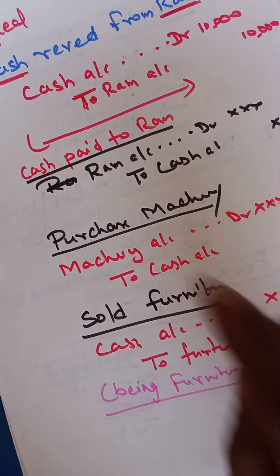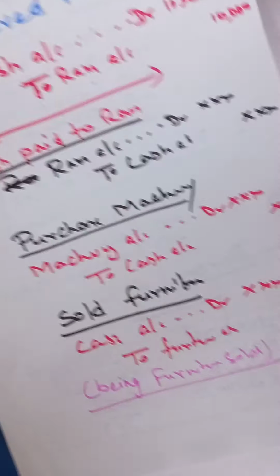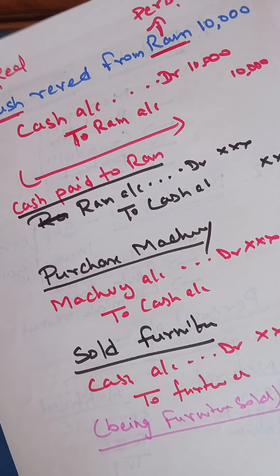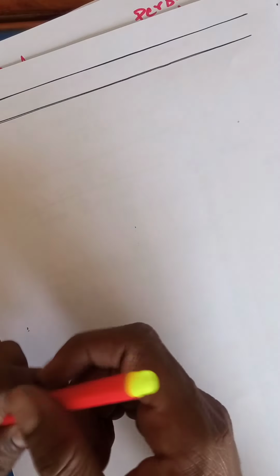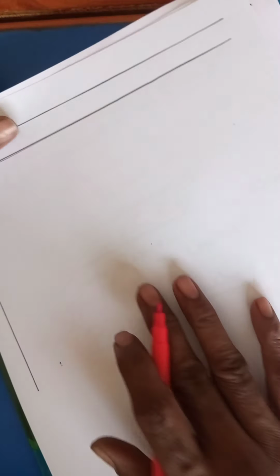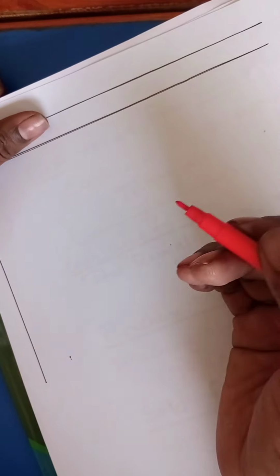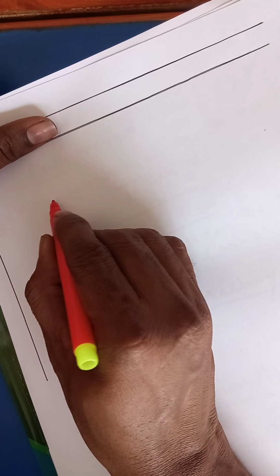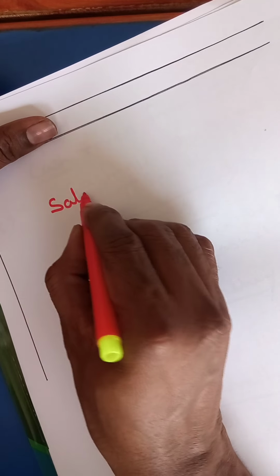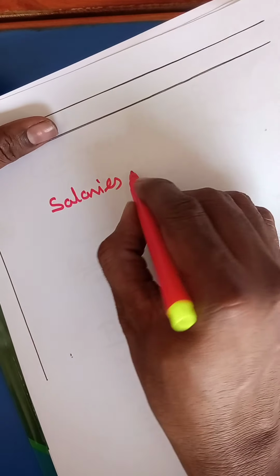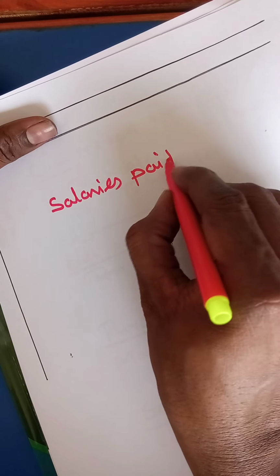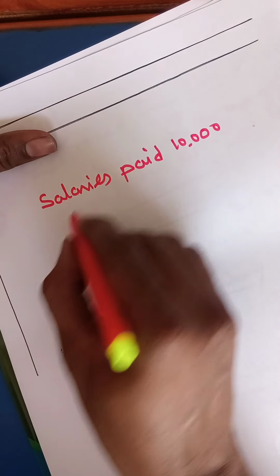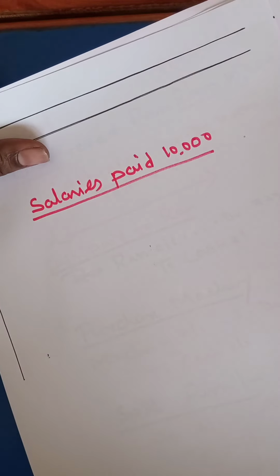Real account is over, now I'll take an example for nominal account. Nominal account deals with the expenses and losses, incomes and gains. For example, salaries. Salaries paid, given as 10,000. So how do we write salaries paid 10,000?